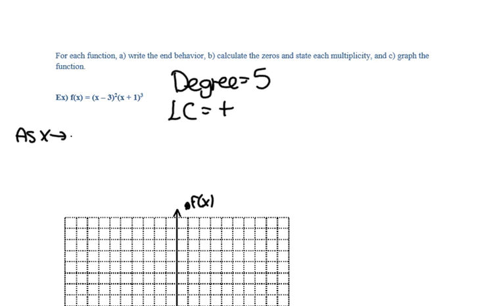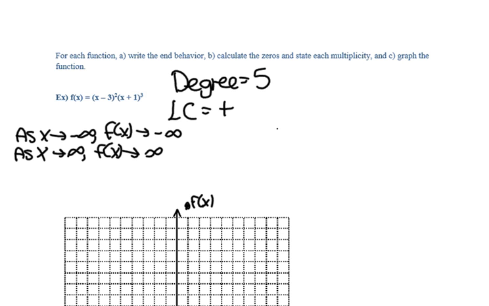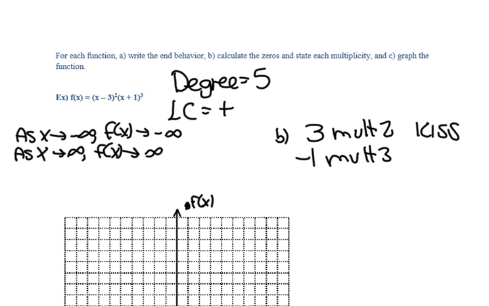So as x approaches negative infinity, f of x approaches negative infinity. And as x approaches positive infinity, f of x approaches infinity. Okay, my zeros. Because I have a factor of x minus 3, the zero is 3 with a multiplicity of 2. Because the multiplicity is an even number, it's going to kiss and go in the opposite direction. The other zero is negative 1 with multiplicity 3. Since the multiplicity is odd, it will cross there.